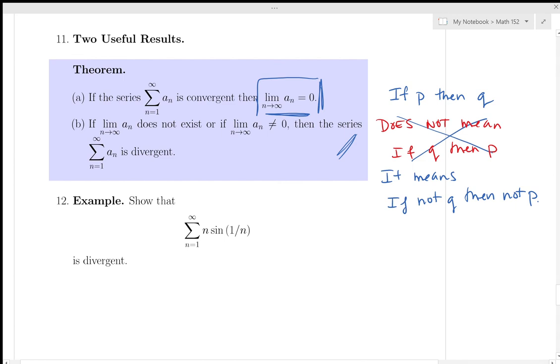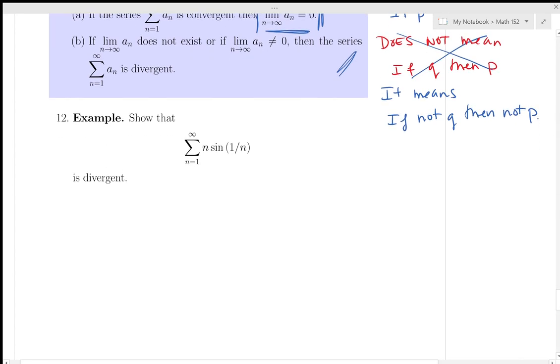So here we're going to look at an infinite series, and it's adding up the numbers n sine 1 over n when n goes from 1 to infinity. I'm going to consider this function because I want to be able to use calculus, and I need to have continuity to be able to do that.